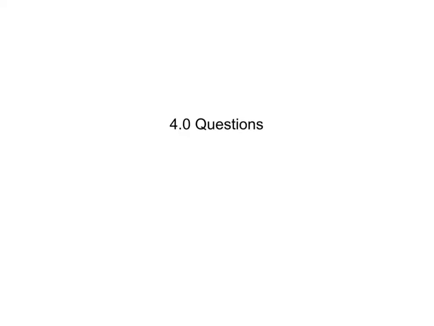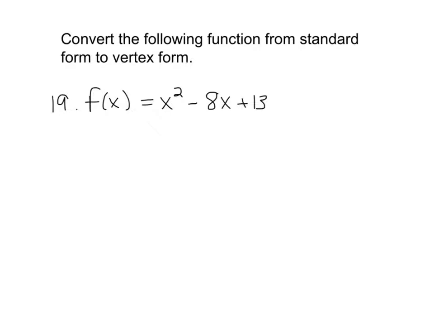Okay, finally, let's talk about the 4.0 questions in this unit. The first one says to convert the following function from standard form to vertex form. So to do this, we're going to do a form of completing the square. Only we don't have another side of the equal sign to work with, so we're just going to have to keep everything on one side of the equal sign, but basically the steps are still the same.